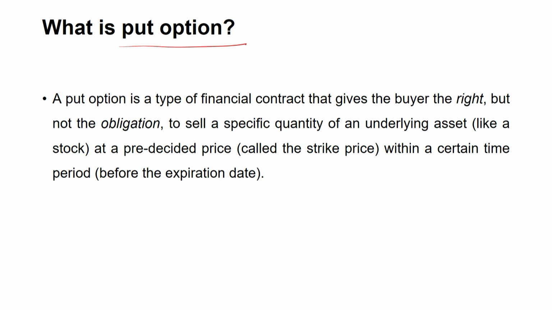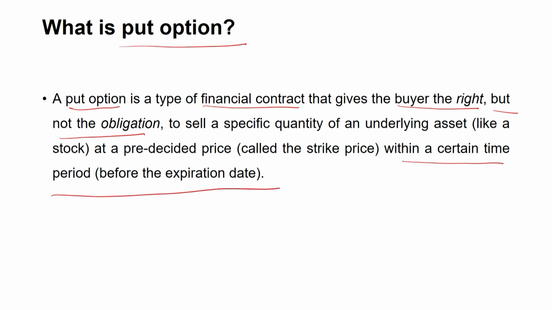Now, we have discussed that two different types of option contracts are there, call option and put option. So, now let us discuss the next type of option contract, that is the put option. What do we mean by the put option? Basically, it is a type of financial contract that gives the buyer the right but not the obligation to sell a specific quantity of an underlying asset at a specified price within the maturity time of the asset, that is, before the expiration date. So, here the right that the holder has is the right to sell, but they do not have any obligation.